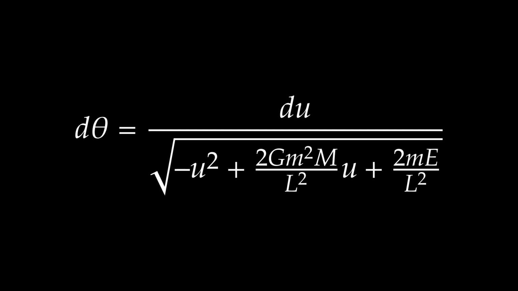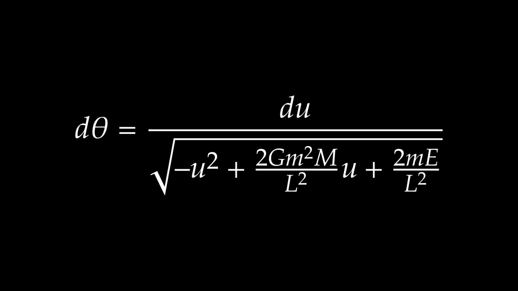Now I'm rearranging terms here, so it looks to be in the quadratic form. So the square root of negative u squared plus 2g m squared m over L squared u, which is the u term, plus the constant term 2me over L squared. All of that is under du. And so now I see I have a thing that I can integrate.